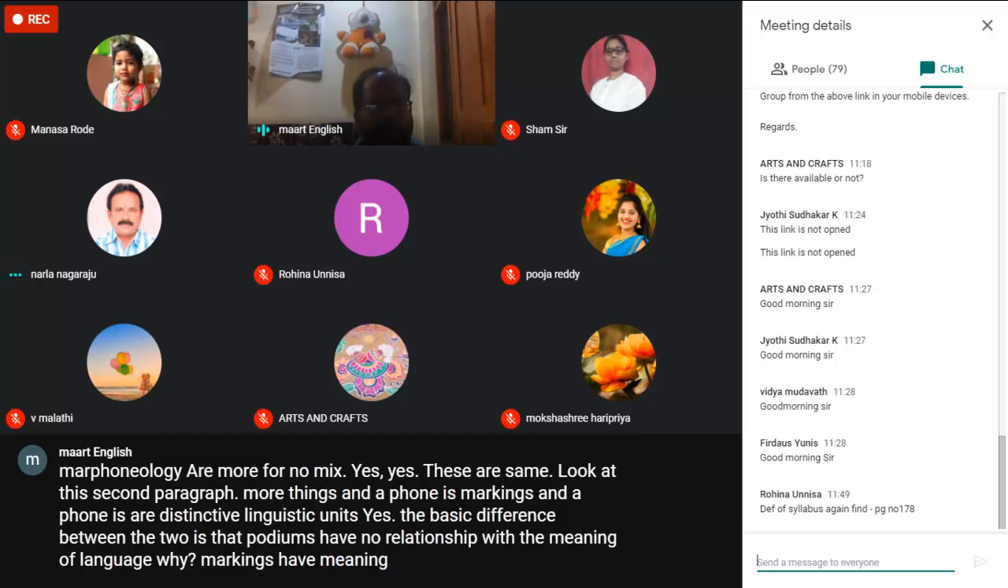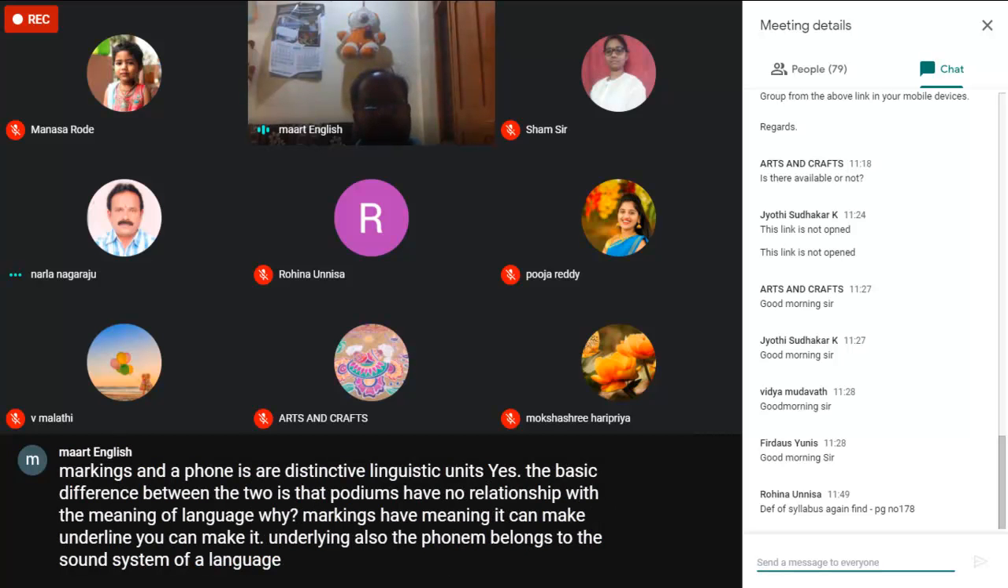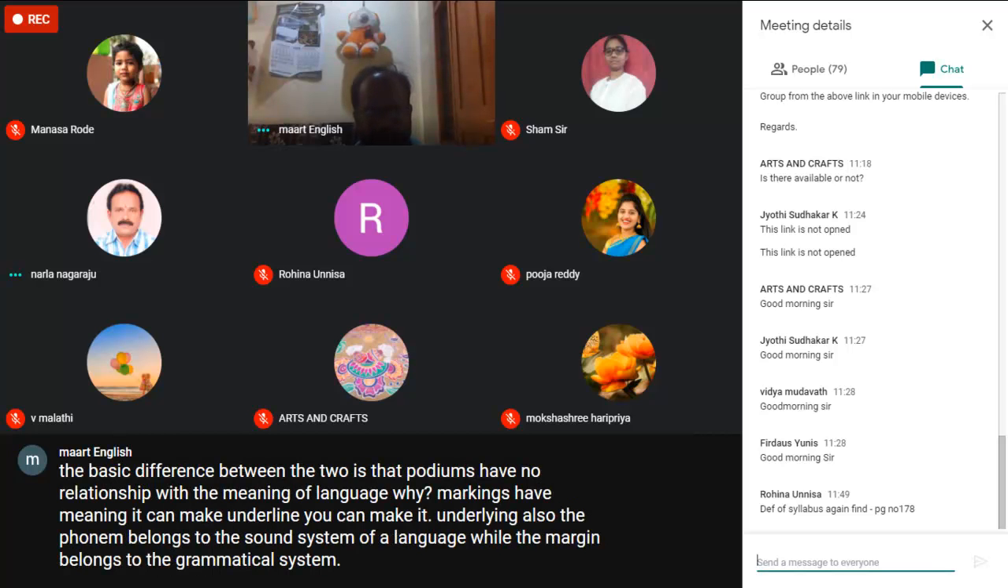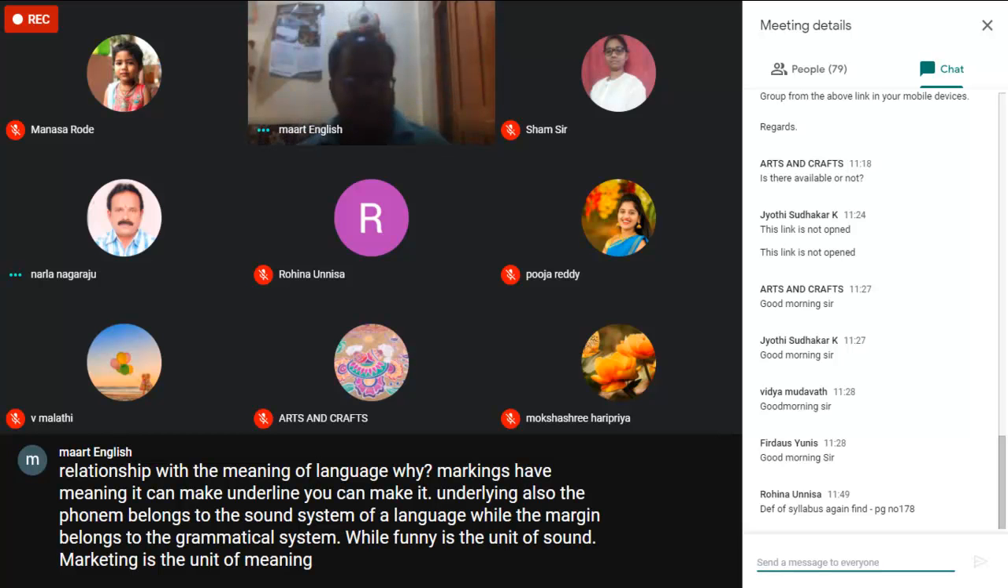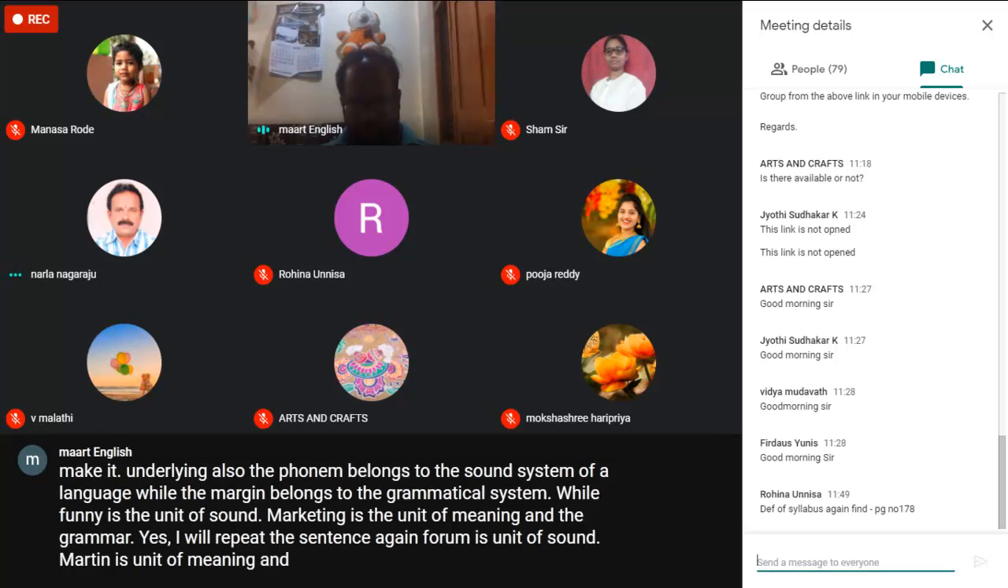You can underline this. The phoneme belongs to the sound system of a language, while the morpheme belongs to the grammatical system. While the phoneme is the unit of sound, the morpheme is the unit of meaning and grammar. I will repeat the sentence again. Phoneme is the unit of sound, morpheme is the unit of meaning and grammar.